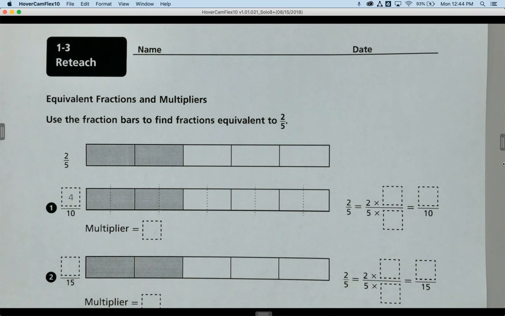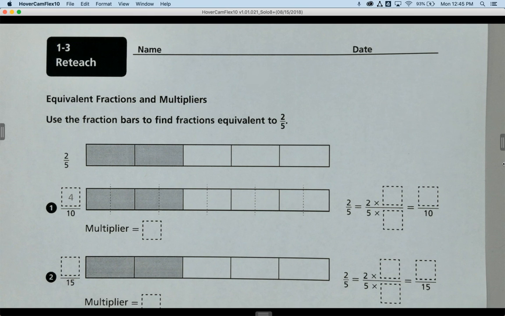Lesson 1-3, more equivalent fractions. In my opinion, some of the ways that this lesson has been presented in the curriculum make it more confusing than it needs to be. In the end, when I think about equivalent fractions, I simply think of the rule: what you do to the top, you do to the bottom. What you do to one side, you do to the other.